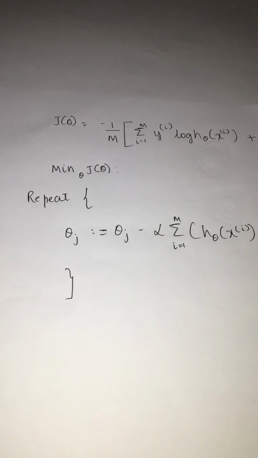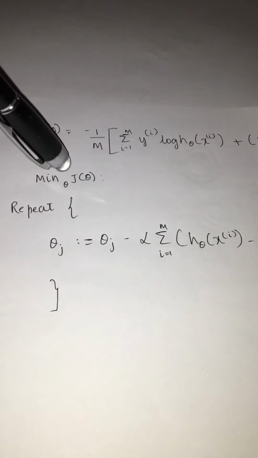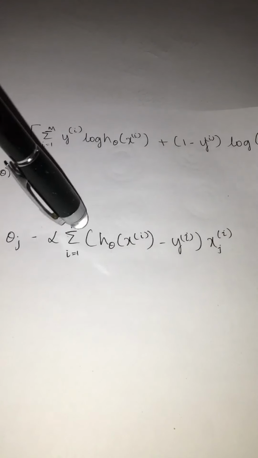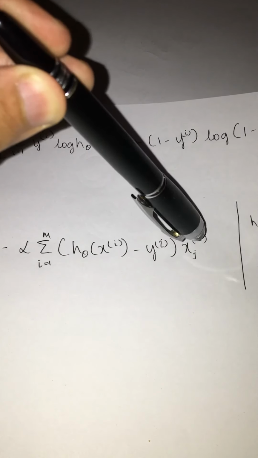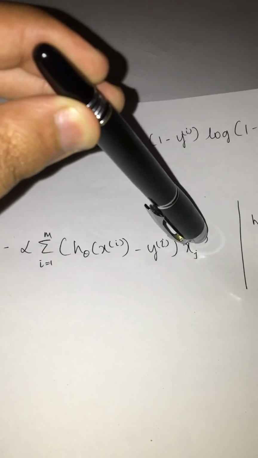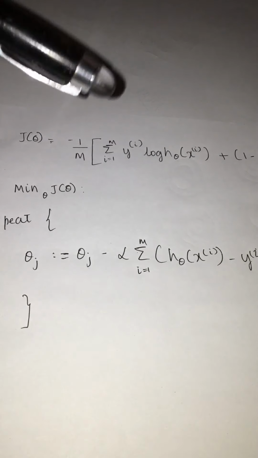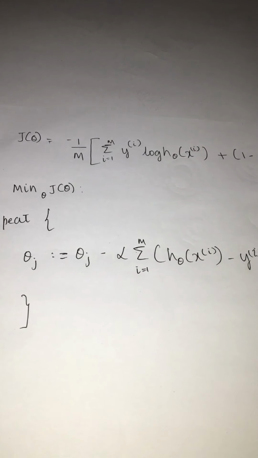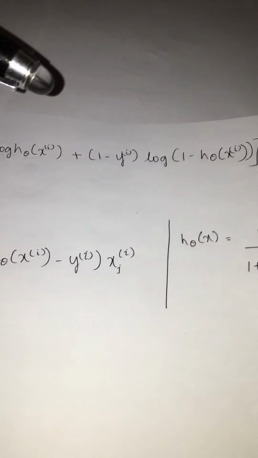So this is your gradient descent. What you're basically trying to do is minimize your cost function: theta j minus alpha times your predicted minus actual. After you subtract it, you multiply it by the input. This is the general form for gradient descent. Obviously, this is an iterative process. You will keep repeating this until you reach convergence.